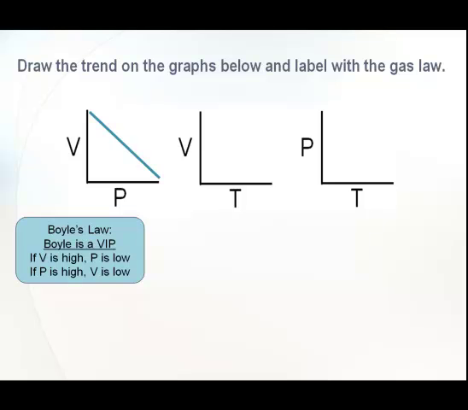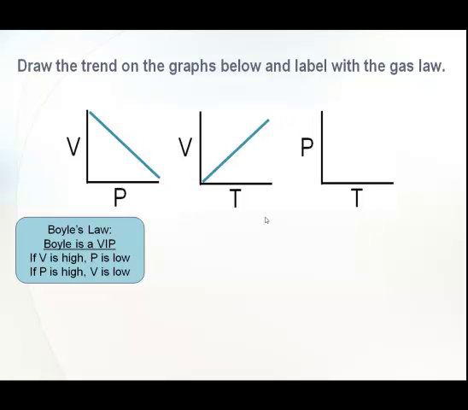This is another way of saying that if the volume is high, so here we are with high volume, that the pressure will be low. So that's low pressure and high volume at this point right here. If the pressure is high, so this is high pressure, then the volume must be low. So there's low volume. So that's what that point corresponds to.